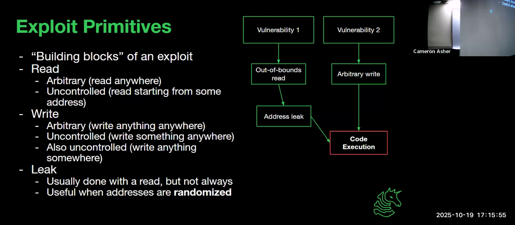And then a leak is usually done with a read, but not always. So it's useful when your addresses are randomized and you need to get the offset in order to proceed with your exploit.